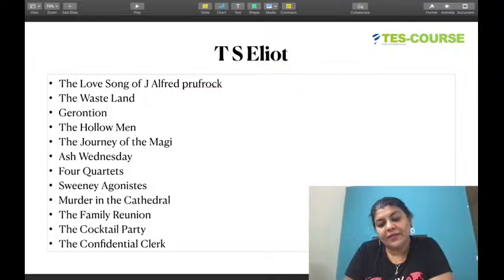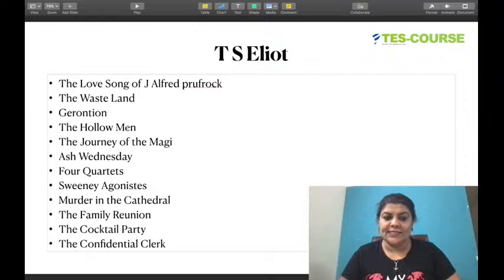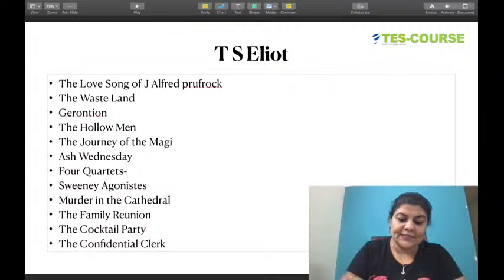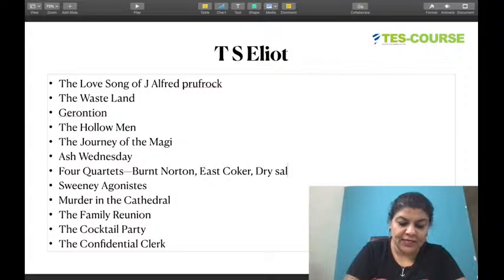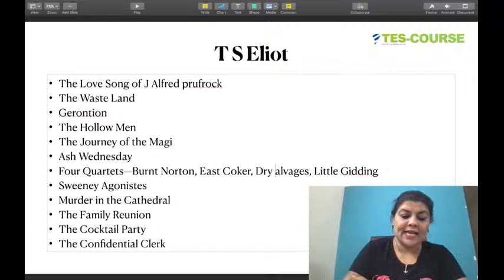Then the Four Quartets are there. Burnt Norton, East Coker, The Dry Salvages, Little Gidding. Yes, Annette. First published in the Criterion, The Waste Land, and then in the Dial. The Four Quartets are Burnt Norton, East Coker, The Dry Salvages, and Little Gidding.